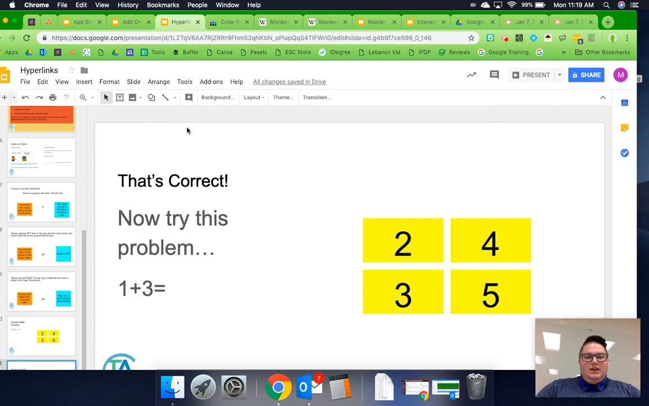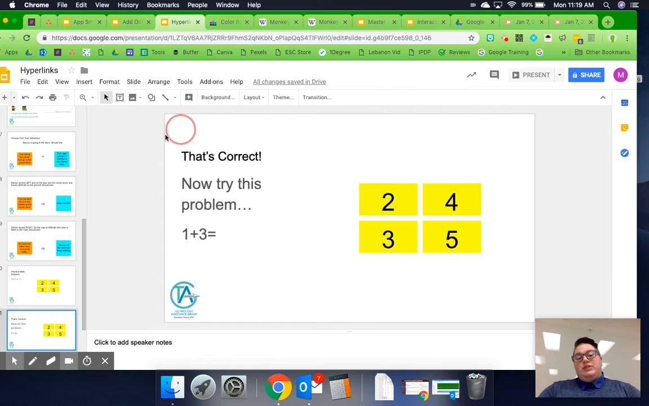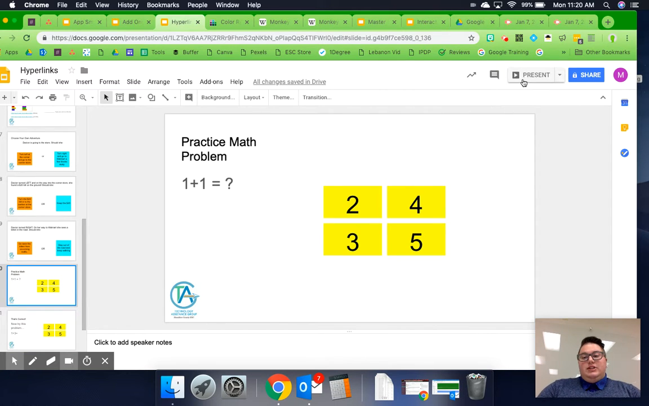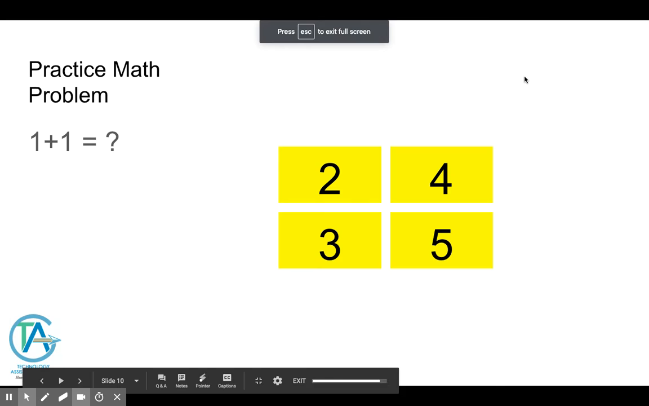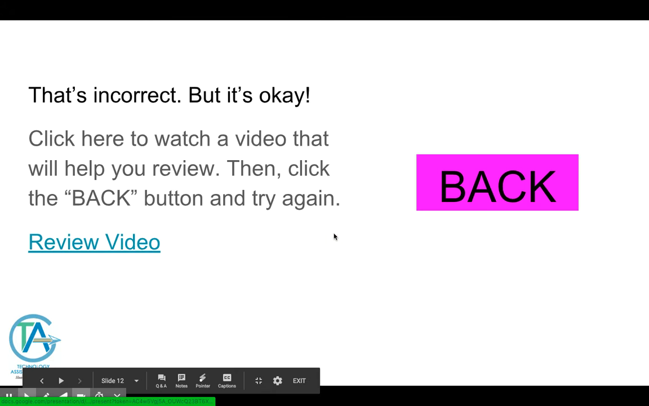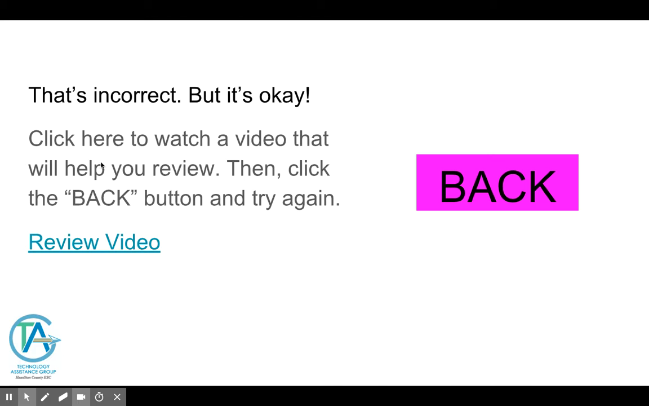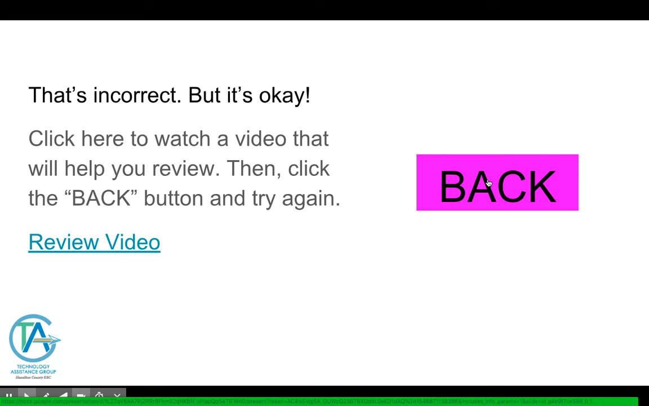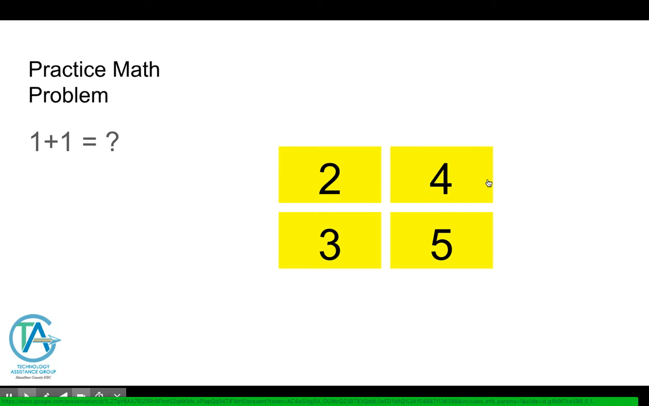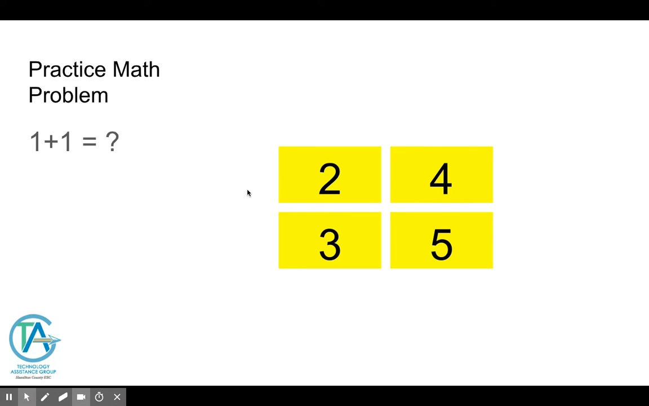However, and you see I'm having to toggle out of that present mode to show you what this looks like if you make an opposite choice. If a student chooses incorrectly, they think this equals 3, it takes them to a different slide that gives some feedback, it gives a review video, and it gives a back button. So now they can go back and try again once they've done some review.